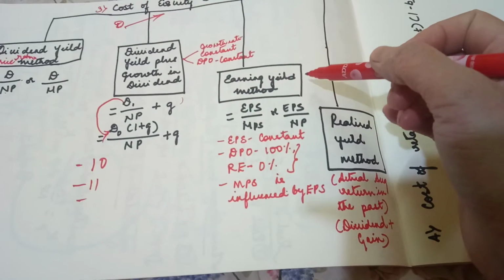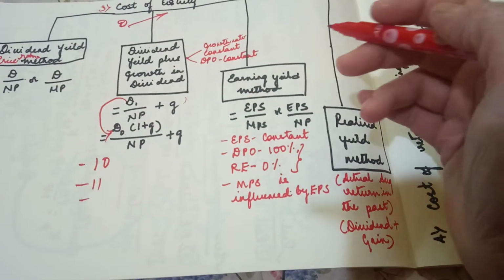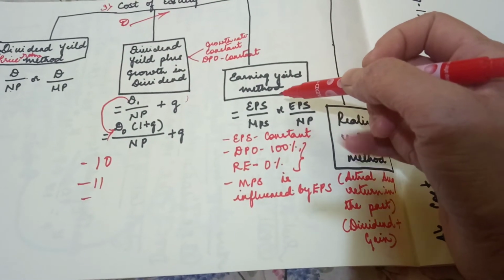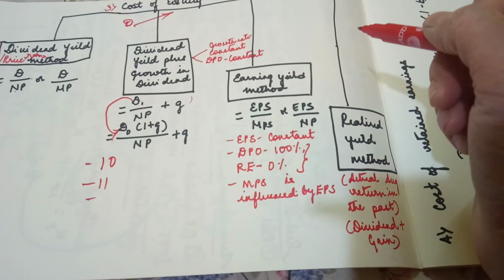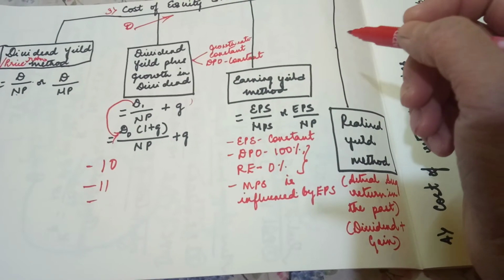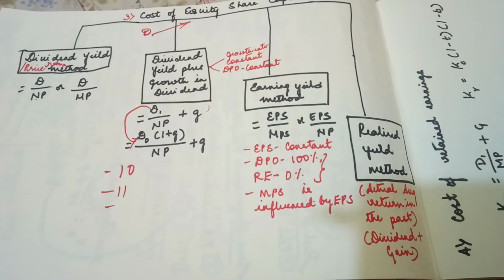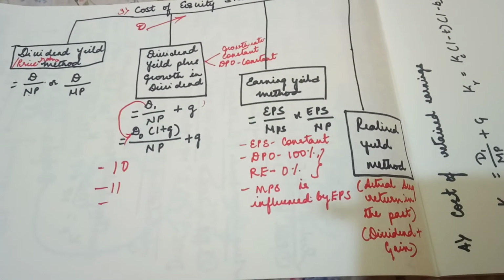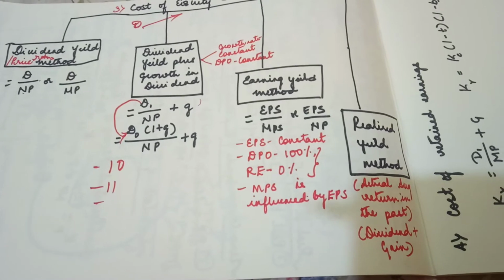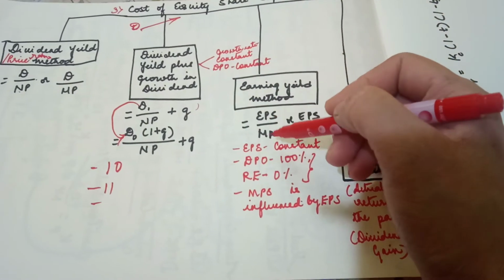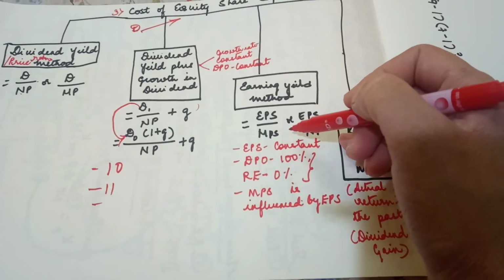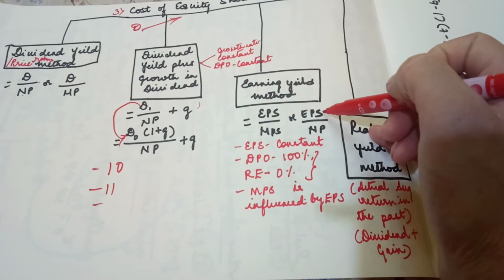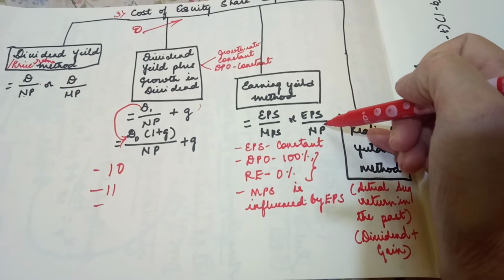In the third case, earnings yield method, here we are not taking the dividends, instead it is the earnings of the company. What is earnings for equity shareholder? It is the earnings per share, which is the last element you calculate in case of your EBIT EPS analysis. So earnings per share divided by market price per share, or it is earnings per share divided by net proceeds.